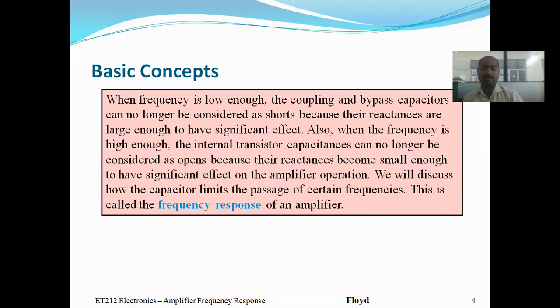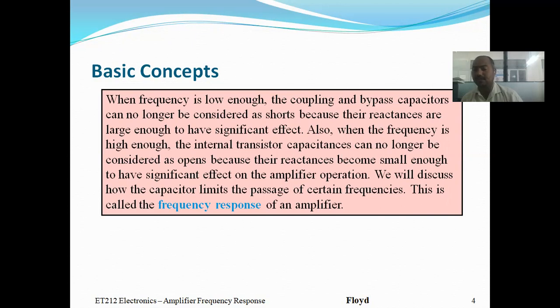how the capacitor limits the passage of certain frequencies, right? So what it indicates is the effect on the circuit of frequencies above 18 kilohertz and less than 50 kilohertz, which we will discuss in a further session.